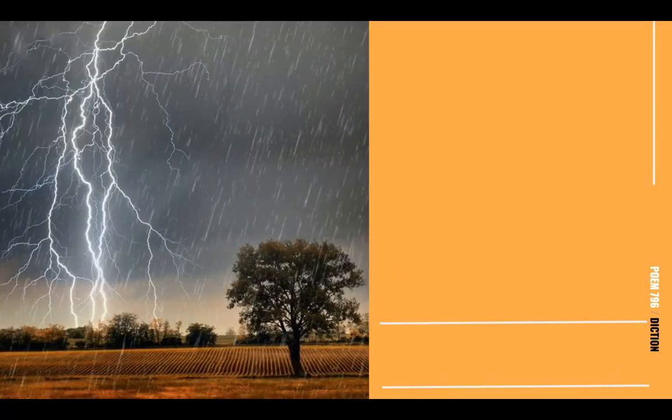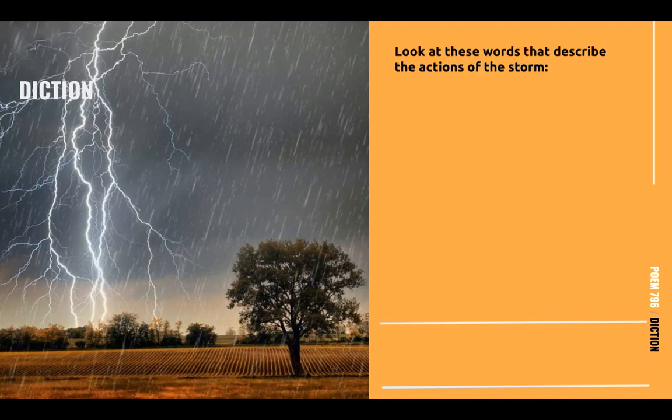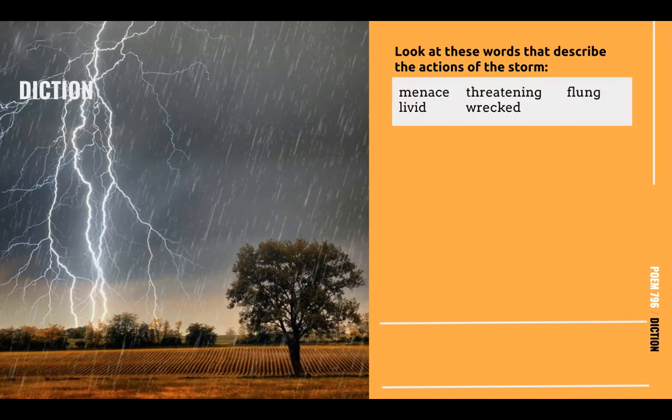And then the last thing that I want to look at is the diction in the poem. You've already seen that there's some interesting use of words in some parts of the poem. So let's look at a couple of interesting words. The first things that we have are words that describe the action of the poem, the action of the storm. Like, what is the storm actually doing?